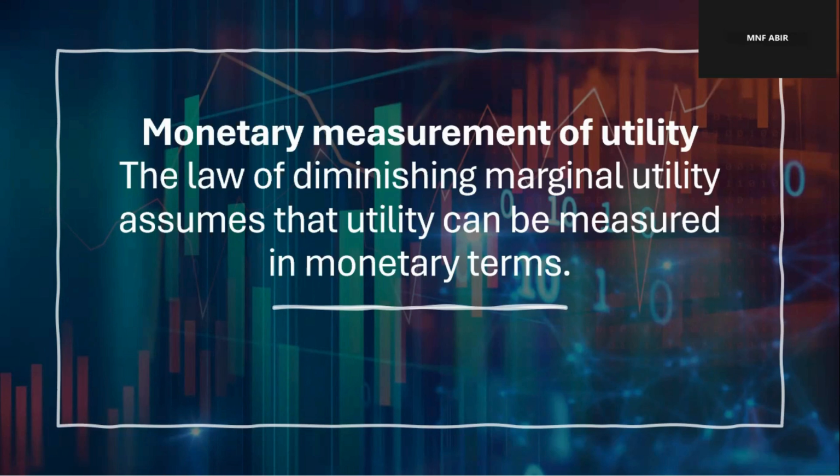But the actual ticket price is 70 taka. Then the extra satisfaction you get is 30 utils, which is also known as consumer surplus. Here, money is used as the unit to measure utility. In summary, monetary measurement of utility means expressing utility in terms of money. It assumes constant marginal utility of money and is closely linked to concepts like consumer demand and consumer surplus.